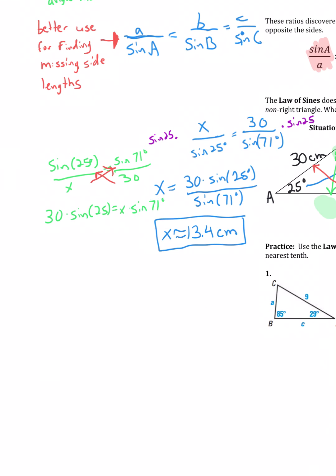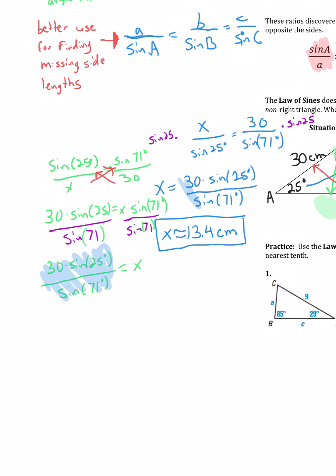So here's the first step. And then the second step is going to be divide both sides by sine of 71. And then we end up with 30 times sine of 25 degrees over sine of 71 degrees. Sorry, I can keep parentheses on these. And that equals x. So notice that I finished in the exact same spot here, but it took me a couple steps longer. So you can definitely do it either way, but it's going to save you a step if you use the method that I showed you.